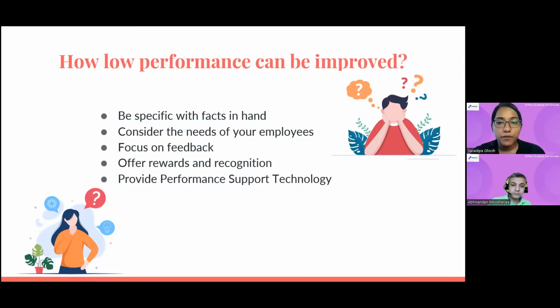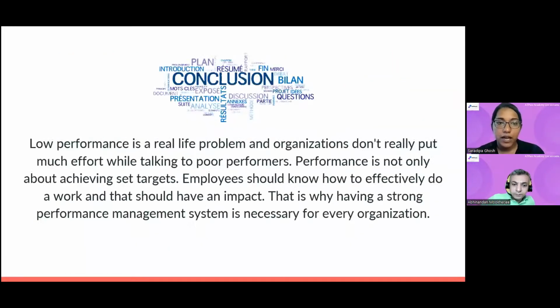And provide performance support technology, like you can give them training. There are now many kinds of PMS tools that help you know how well you are performing. So, and this is the conclusion. Low performance is a real life problem nowadays, and most of the time organizations don't really put much effort in talking to poor performers.